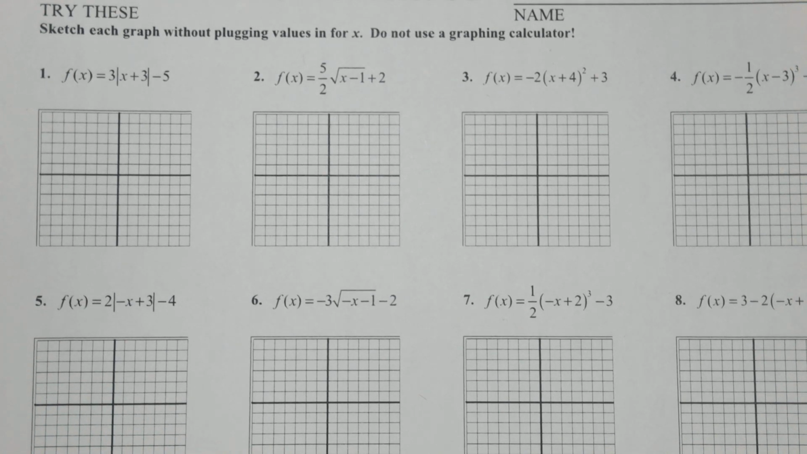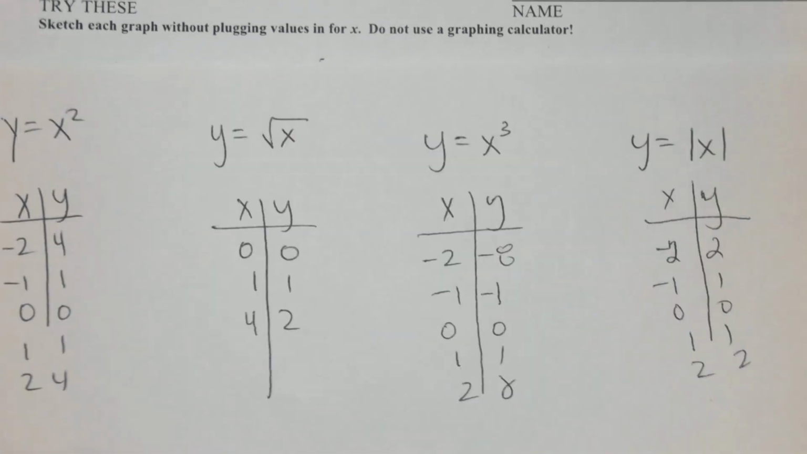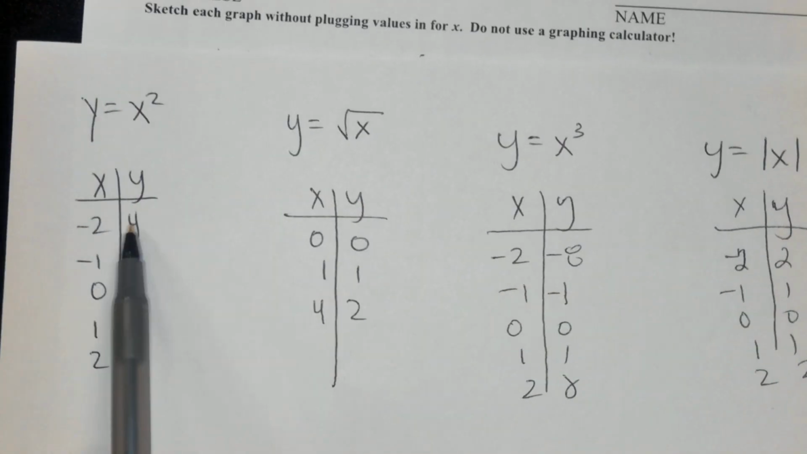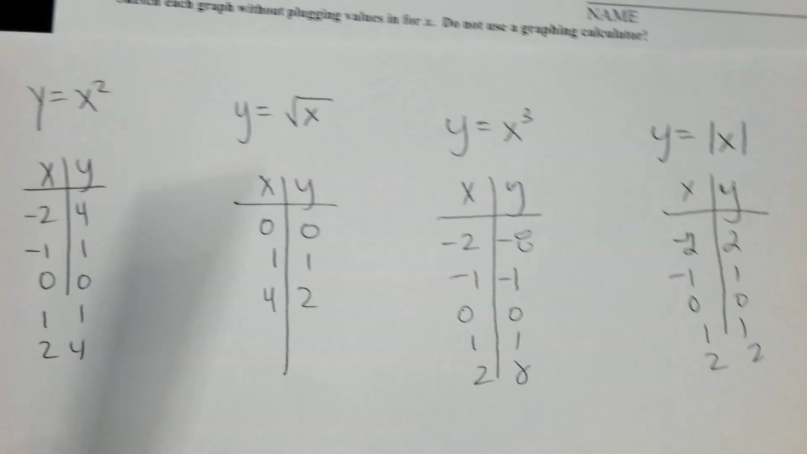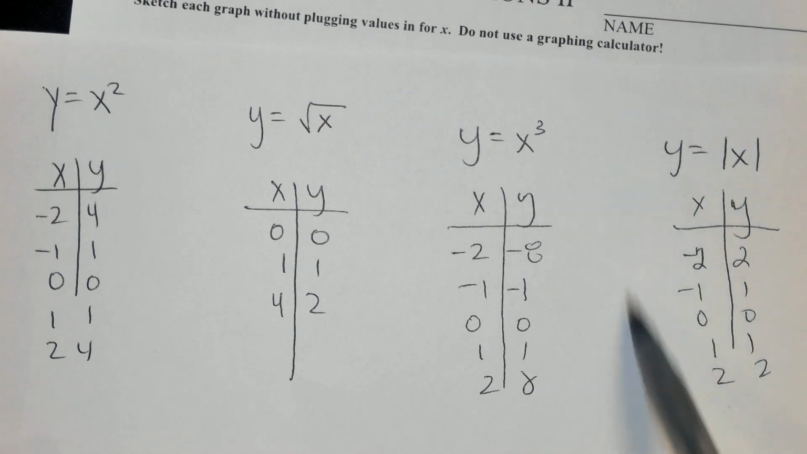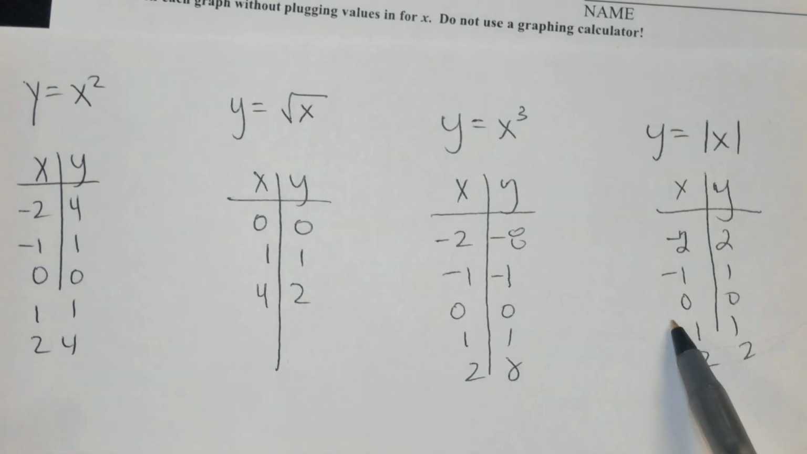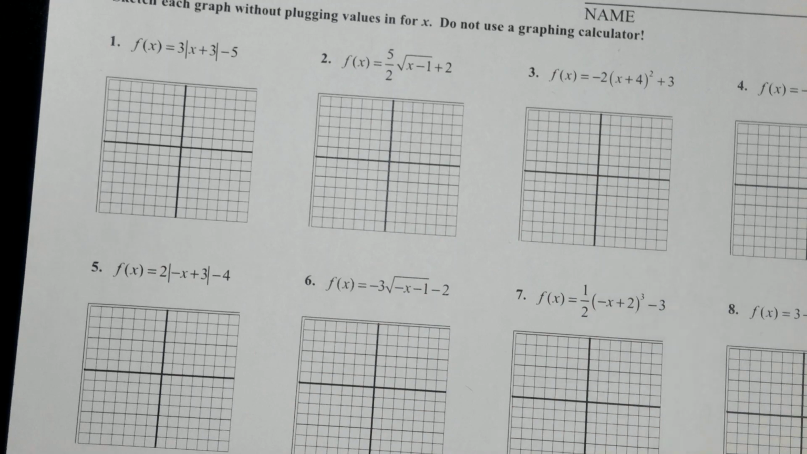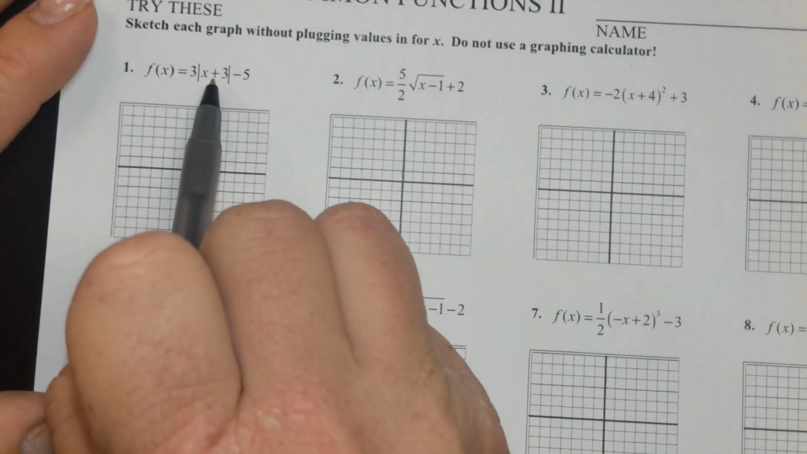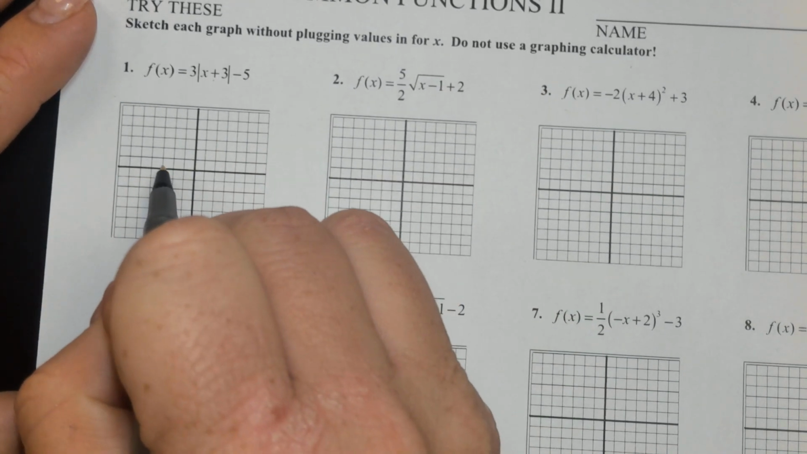Number 1 is an absolute value function. I've taken time ahead of time to write down the parent functions of the basic functions I saw in these. So this is the basic parent function for absolute value. And so I'm going to translate this now. I'm going to go to the left 3 and down 5.